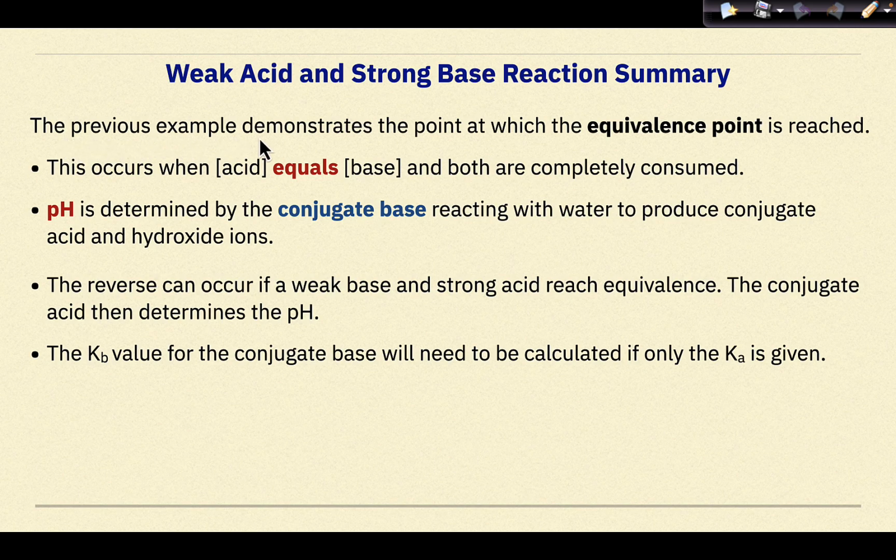Weak acid, strong base reaction summary. The previous example demonstrates the point at which the equivalence point is reached. This occurs when the concentration of the acid equals the concentration of the base and both are completely consumed. pH is determined by the conjugate base reacting with water to produce conjugate acid and hydroxide ions. The reverse can occur if a weak base and a strong acid reach equivalence. The conjugate acid then determines the pH. The Kb value for the conjugate base will need to be calculated if only the Ka is given.